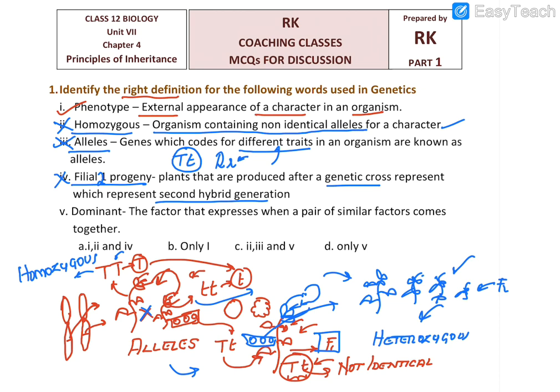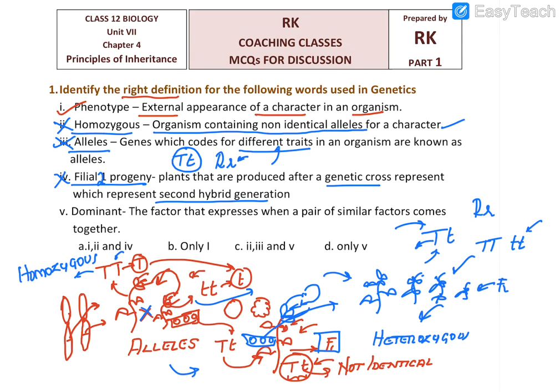If we take the fifth one, dominant, to which factor do we call it dominant? When two dissimilar alleles come together, it can be capital R, small r, or capital T, small t. Whichever factor is expressed, that is considered dominant. If similar alleles come together, then we cannot say which is dominant and which is recessive. If small t and small t come together, you cannot say which is dominant and which is recessive. You can say which is recessive and which is dominant only if two dissimilar alleles come together.